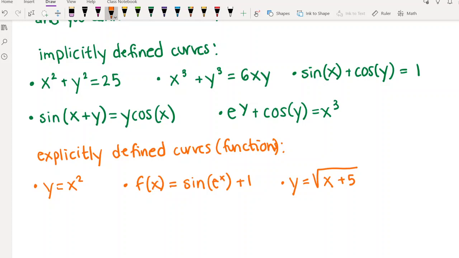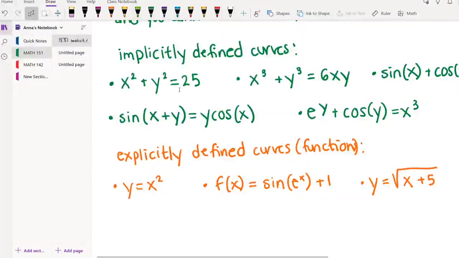Whereas the implicit ones, because the x's and y's are kind of blended, you just can't explicitly say what y is in terms of x. You have to define it instead in this kind of blended up way. So I want to take a minute to look at some of the graphs of these implicitly defined curves because they can make some really interesting shapes, and I think it's kind of fun to play around with them.